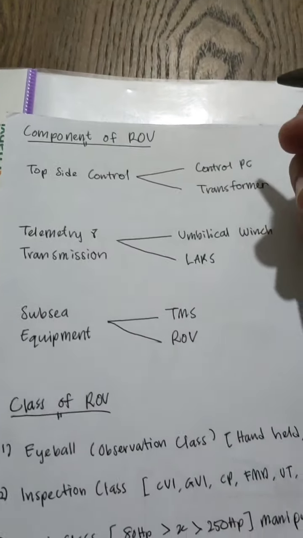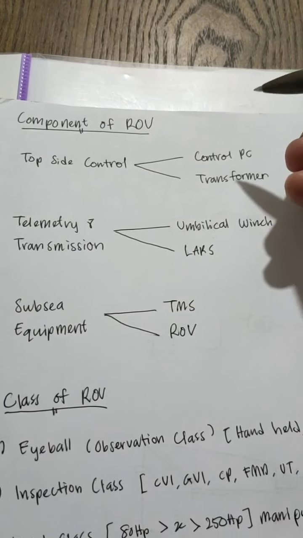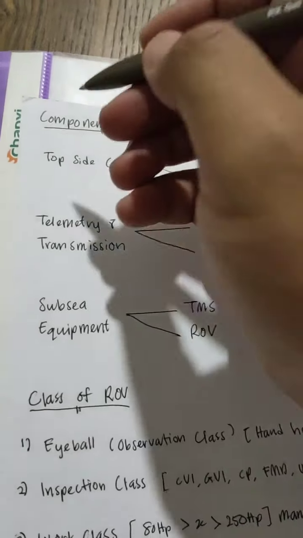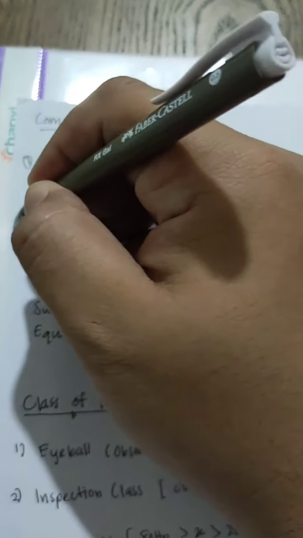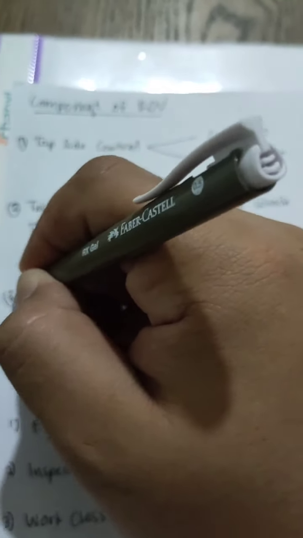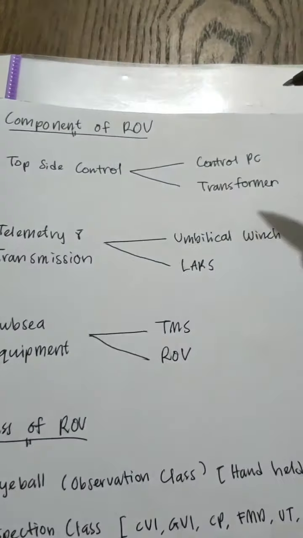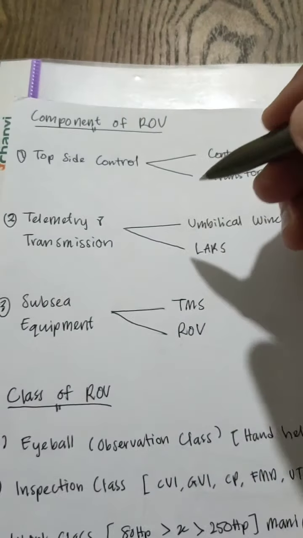Okay, for component of ROV, there are actually three components. The first one is topside control. The second one is telemetry and transmission, and the third one is subsea equipment. For topside control, it consists of control PC and transformer.